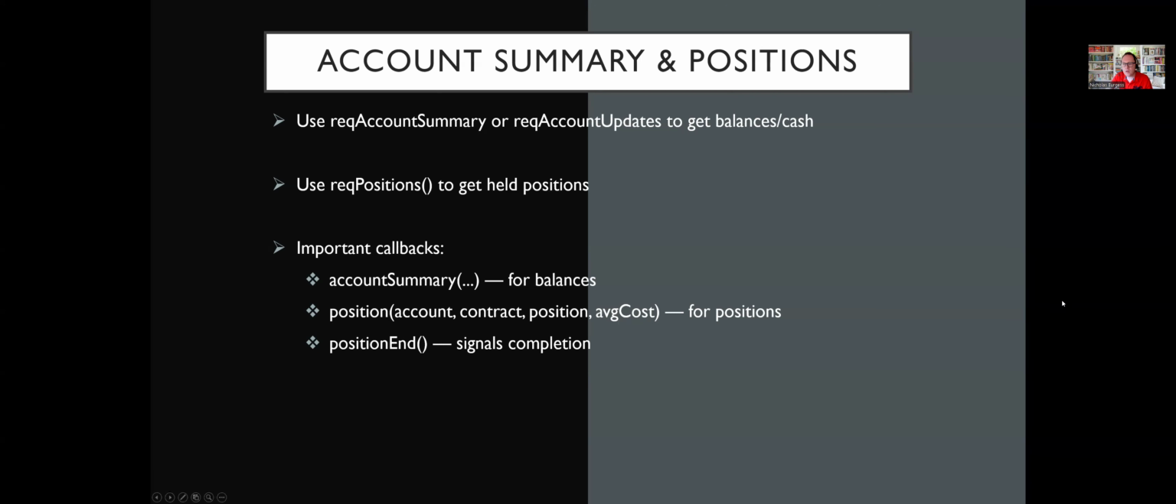Now, the requests we need to pay attention to for today's video are request account summary and request account updates. That's how we make the requests for account summary and updates. We also use request positions to get any positions that we're holding. The callbacks we're paying attention to are account summary for balances, position for positions, and position end, which signals completion.